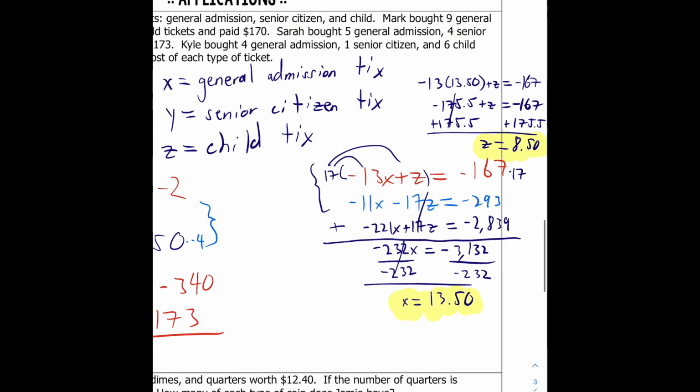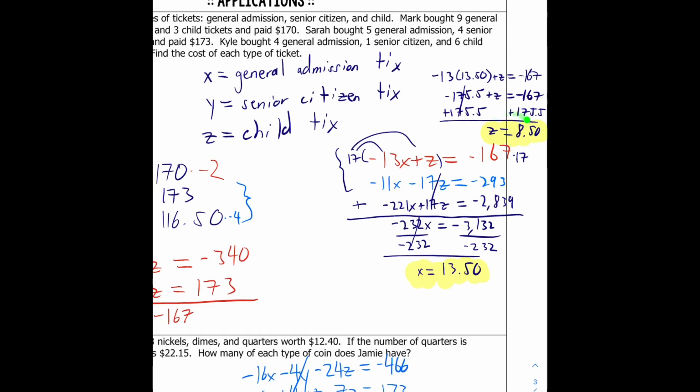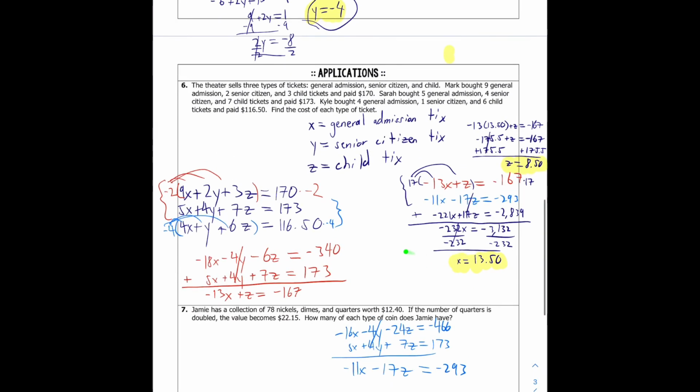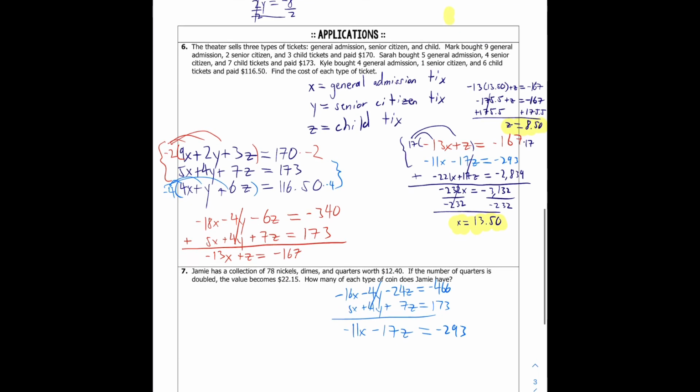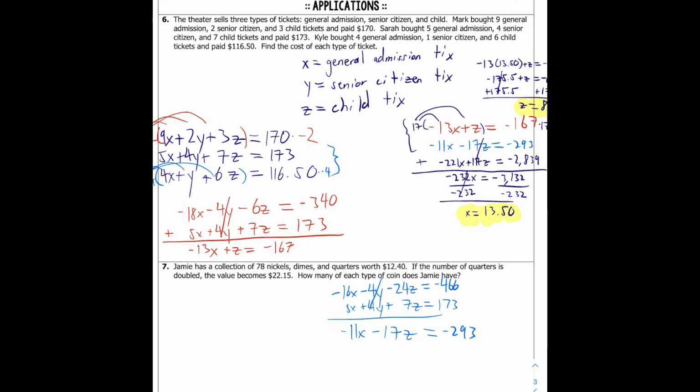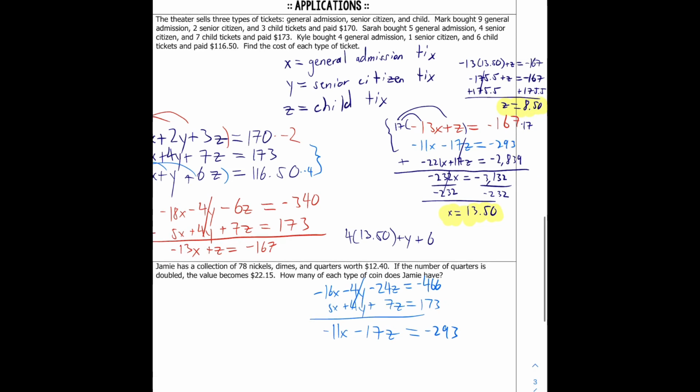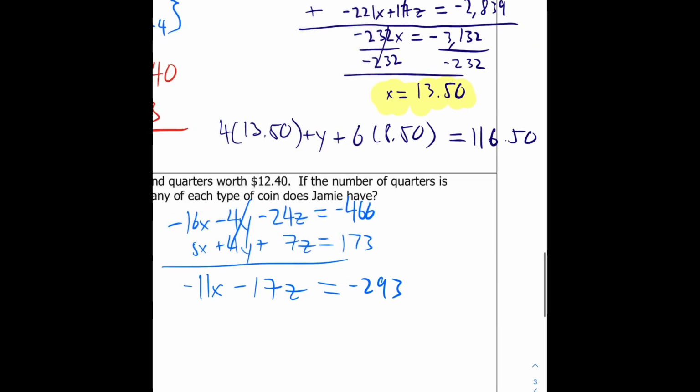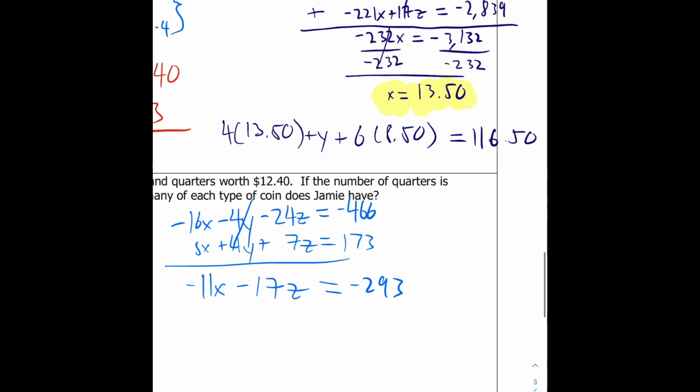Alright, and then we can plug both these two into our equation here. Let's just use this bottom one since that has the smallest numbers. We can use that to solve for y. So we get 4 times x, what's that, 1350, plus y plus 6 times my z, which is 850. That equals 11650, okay? All right, let me, gosh, I need a lot of space for this. This is frustrating.